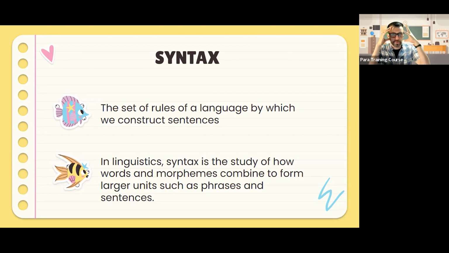We don't ever need to, in general, unless you're an English teacher or a Japanese teacher, unpack your knowledge of that and explain it to someone else. It's something that you learn implicitly, but you know when it's been violated, right? You know when it's wrong. You know when a sentence doesn't look right to you. In linguistics, the study of language syntax is the study of how words and morphemes combine to form larger units like phrases and sentences.